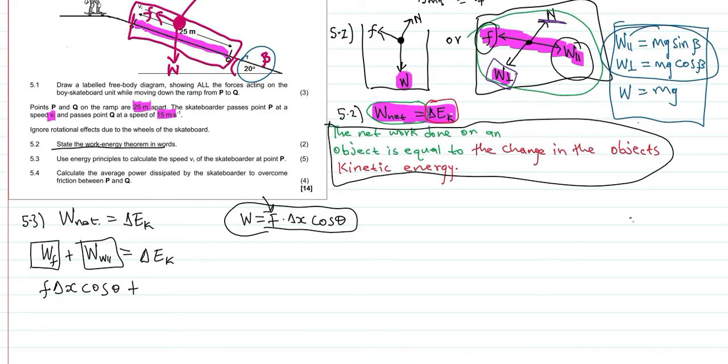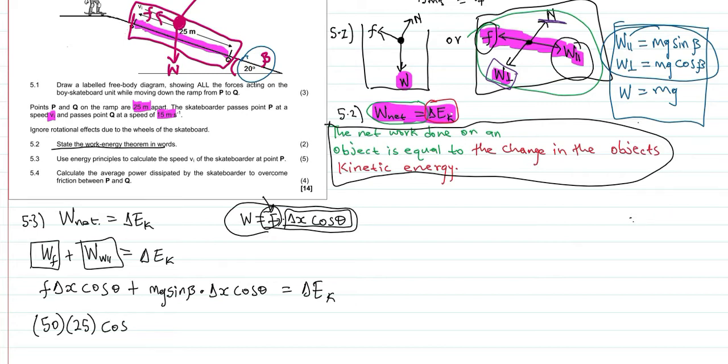Okay, so this means that instead of our force, we are going to have mg sine beta. Now we are going to have this part here, so we are going to have this being equal to the change in kinetic energy. The force we were given is 50 Newton. We are also given that the displacement in which this force acts is 25 meters.